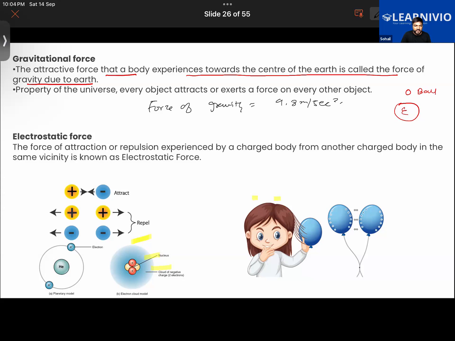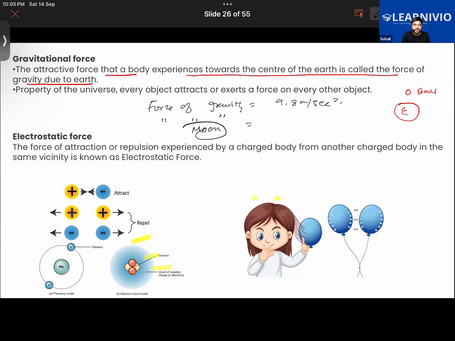And keep this thing in mind that this property is exhibited by every object present in the universe and not only on the earth. All the planets, the moons, and even the suns, they have a gravitational force of their own. And the bigger the object, bigger will be the magnitude of the gravitational force.